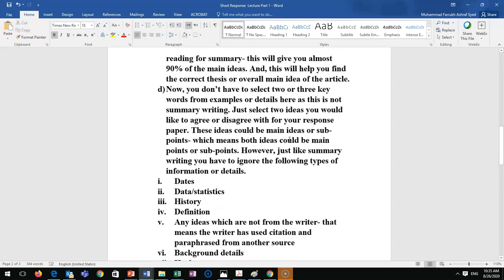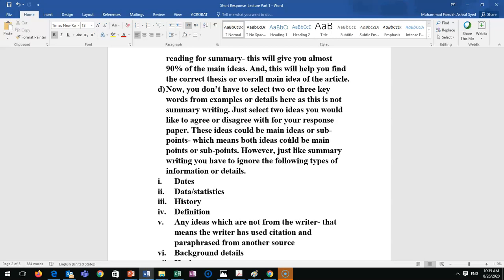Now, you don't have to select 2 or 3 keywords from examples. Remember, in summary writing, you have to go to the middle also and select 2 to 3 keywords. Here in response, you don't have to do that. You don't have to worry about examples and details. Just select any 2 ideas you would like to agree or disagree with for your response paper. So you have to select 2 ideas.